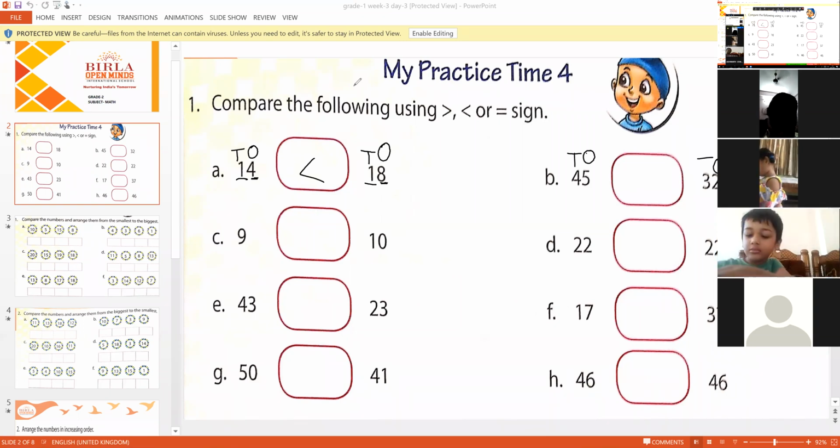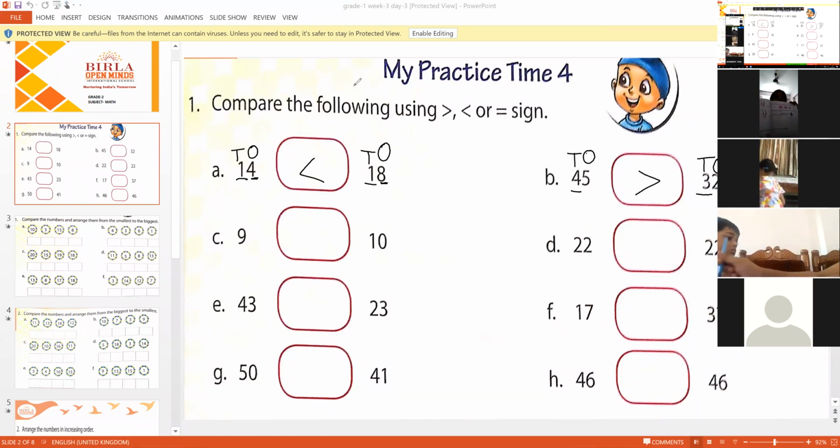See here children, in number 45, in tens place we have 4. And in the number 32, in tens place we have 3. So now we will compare the numbers 4 and 3, and we know that 4 is always greater than 3. So the number 45 is greater than the number 32. Okay, children?